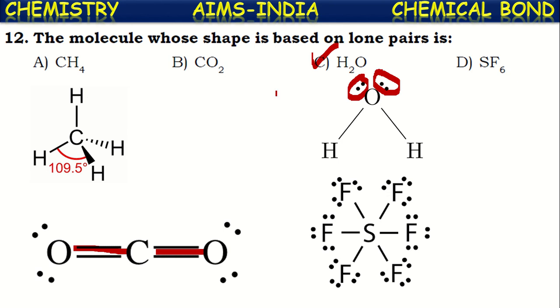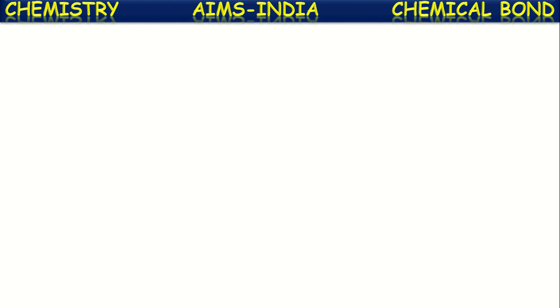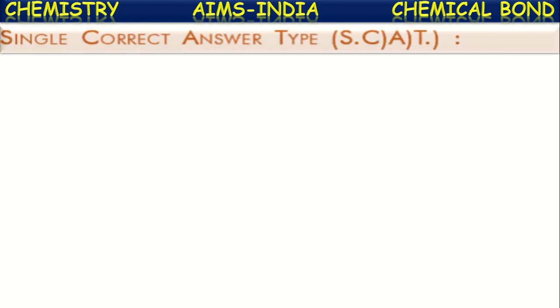Only the water molecule, its shape depends upon the lone pairs present on the central atom oxygen. Okay, that's why the shape is bent. If there are only two bond pairs, it may get a linear shape. But because of these two lone pairs, these bond pairs will be pushed down and it gets a bent shape or V shape, which is also called angular shape. Okay, next. Now let us go through the single correct answer type questions.